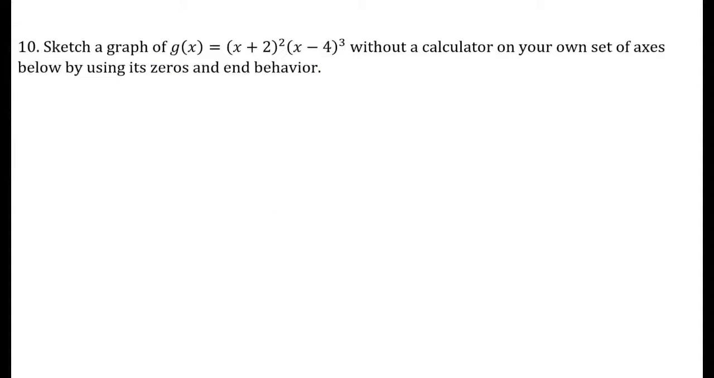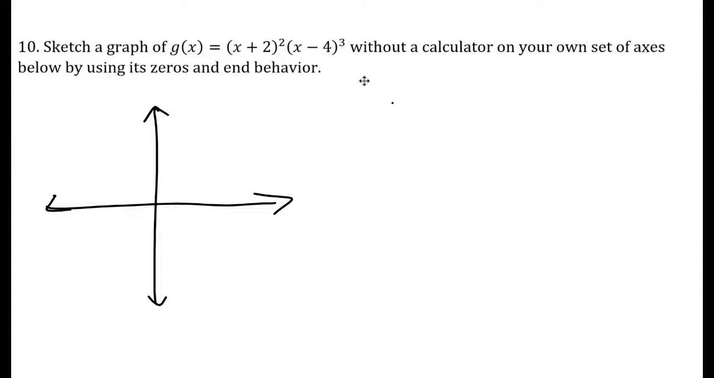Number 10, sketch a graph of g of x without a calculator on your own set of axes below. So, I'm going to draw a set of axes. By using its zeros and end behavior. Well, the zeros are easy. The zeros occur at, well, if x plus 2 is a factor, x equals negative 2 is a 0. And the other 0 is at x equals 4.